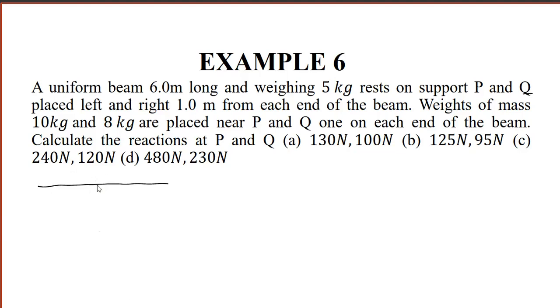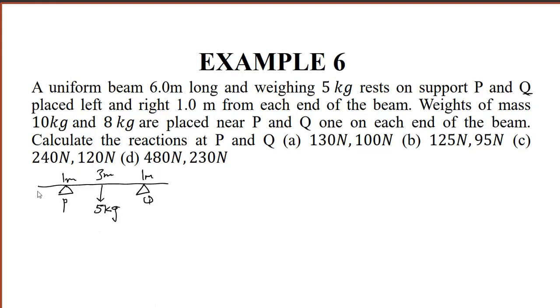Now, because the beam is uniform, the weight will be at the middle. Weight is 5 kg. Now, we're told that supports P and Q are placed 1 meter from each end. This is support P, 1 meter. The weight is at 3 meters. And this is support Q, which is also 1 meter from the end.